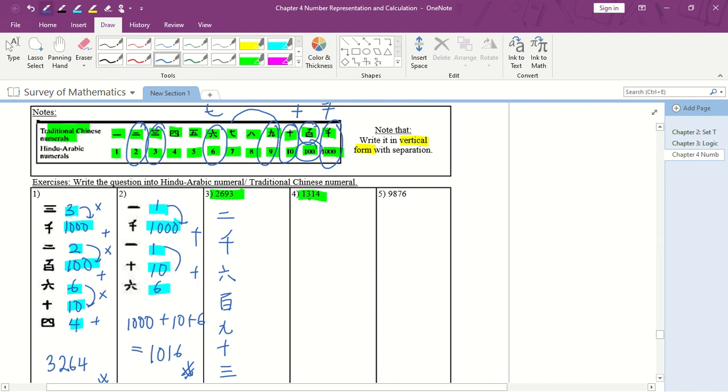Okay, let's look at the next one. 1,314. So 1,000. 1, as you know, is a line. 1,000. This is what we're familiar with now. Then 300. 3 is the triple line. 300. 100, as you know, is this one. And then 14. It's 1, and that 1 is in the tens place, right? So 1 and the tens is a cross. And the next one is 4. And 4 is a box with a mustache. Okay, so it means that it is 1,314. Okay, let's look at the last question for this traditional Chinese numeration system.